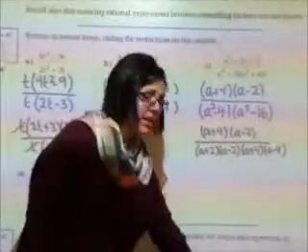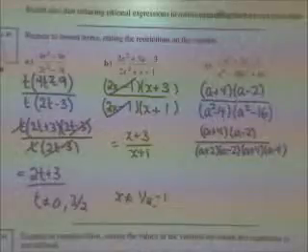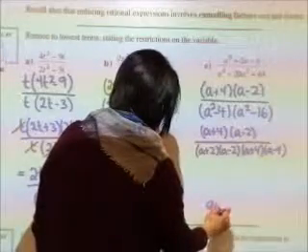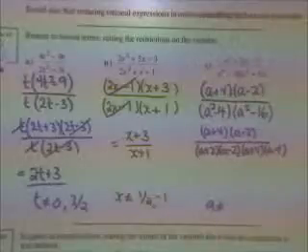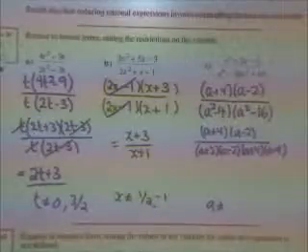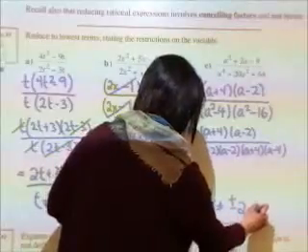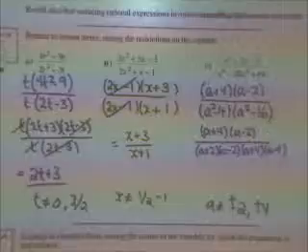Now that my denominator is completely factored, I can now look at my restrictions. So what can't a equal? What values of a would make my denominator equal to 0? Positive and negative 2 and 4. So positive and negative 2 and positive and negative 4.